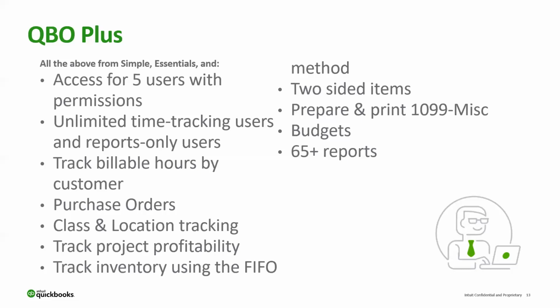Two-sided items, which has to do with products and services. You can prepare and print 1099s directly from QuickBooks Online. You can create budgets from the Plus version. You can't get these items in any of the previous versions. And again, they give you even more reports than they already did.